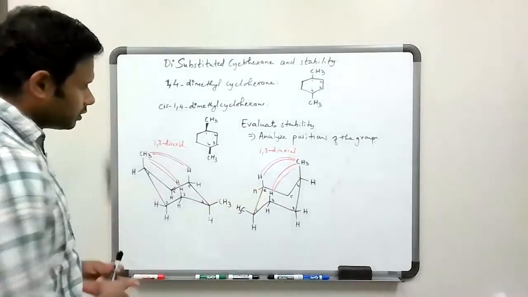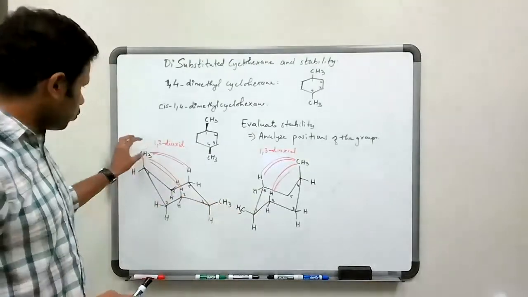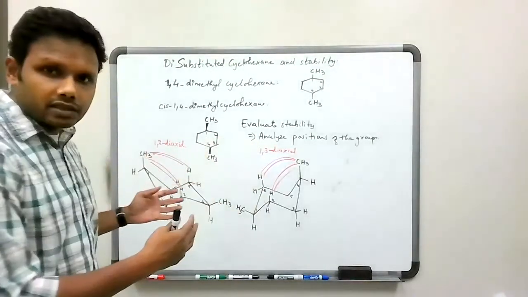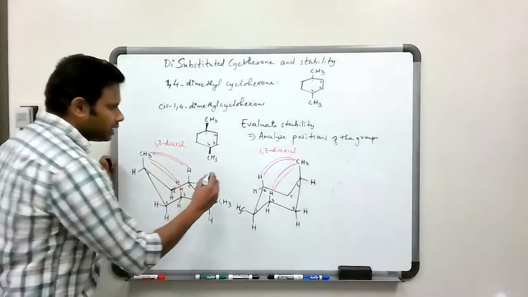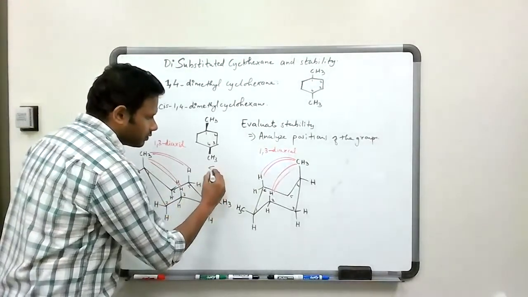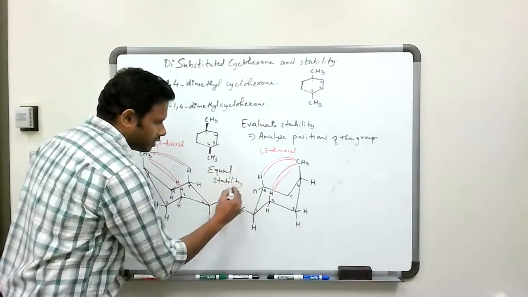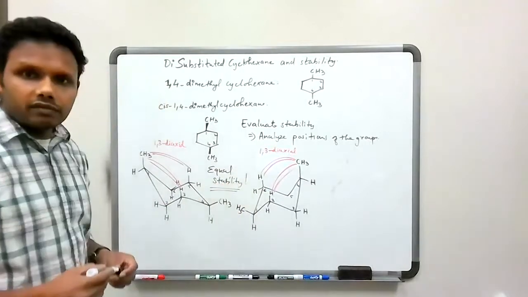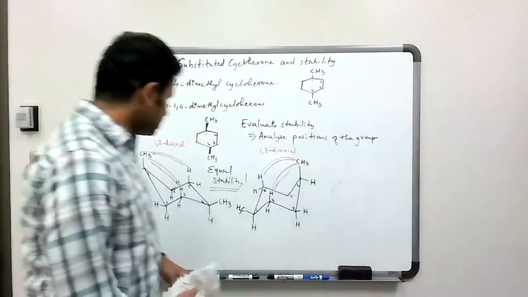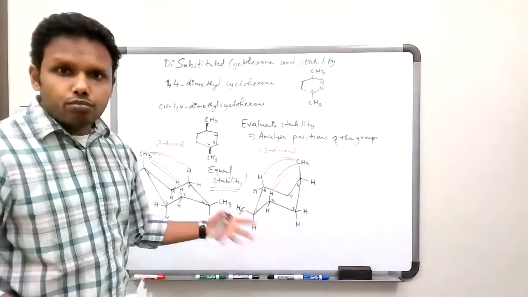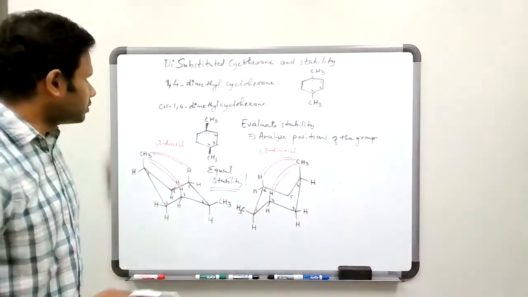So overall, it looks like we have one methyl group each that's in an equatorial position, and one methyl group in both, which is in an axial position, with the same number of 1,3 diaxial interactions. So what we can say is that these two have equal stability, because everything is the same about them. One chair conformation is not more stable than the other. In this particular case, they are of equal stability.